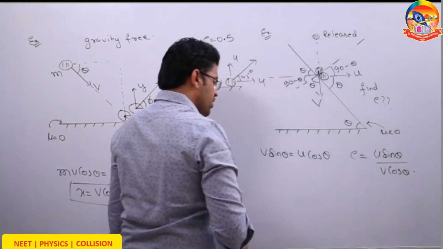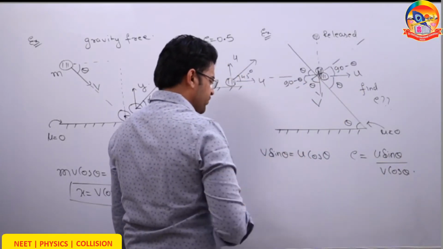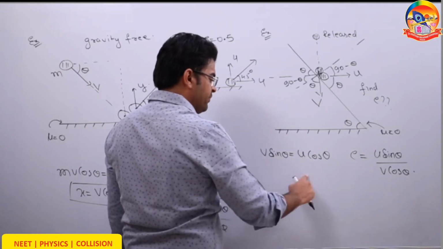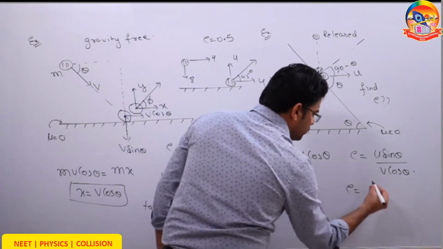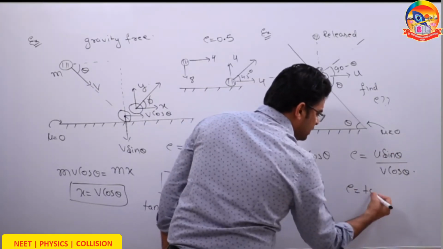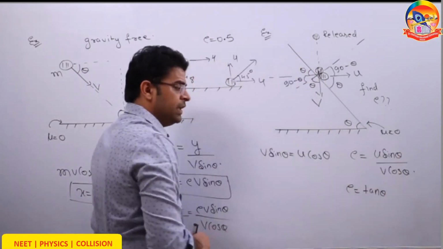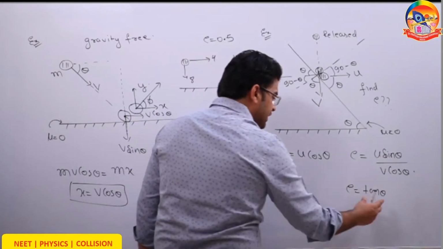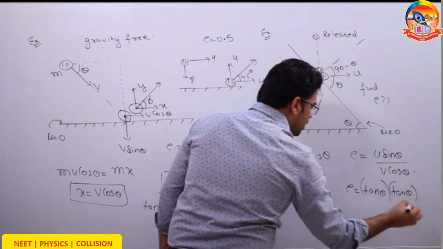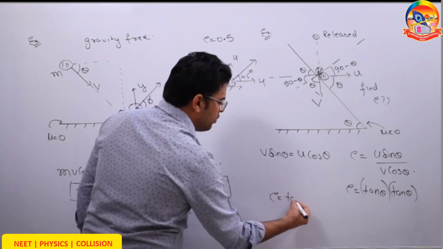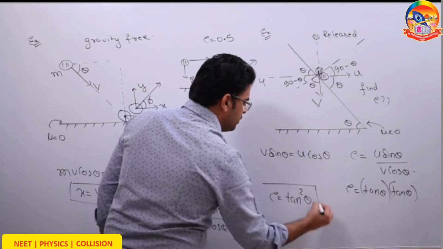Now kids, from the first equation, you can say that u by v equals tan theta. So the coefficient of restitution can be written as u by v, which is tan theta, into sin theta by cos theta, which is again tan theta. So you get tan theta into tan theta. So the coefficient of restitution comes out to be tan square theta.